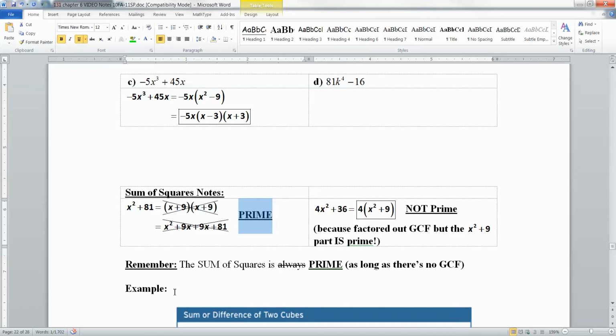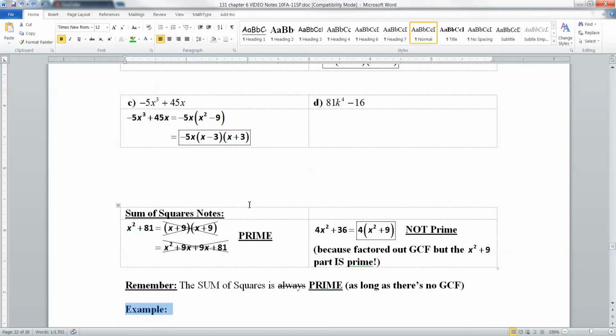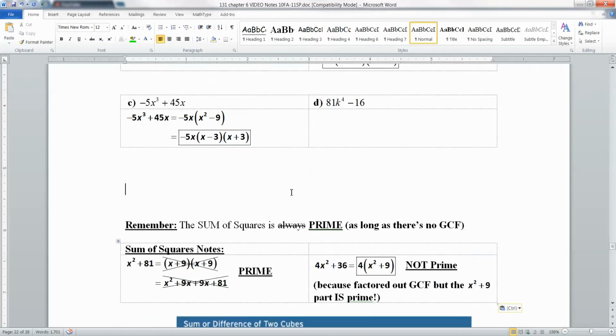All right, so there's kind of my examples, so they're kind of in the backwards order, but that's okay. This was actually my example for that sum of squares business. All right, so now I want to take that idea and go back to 81k to the fourth minus 16. So let's look at that for a second.